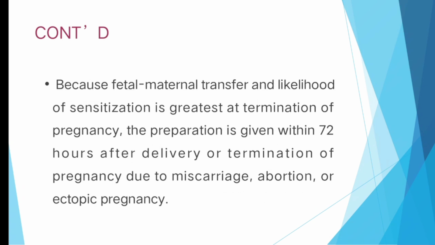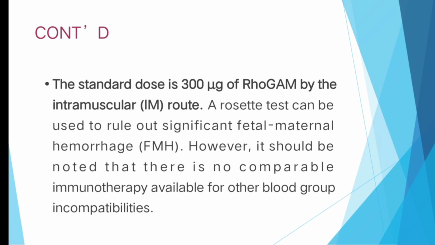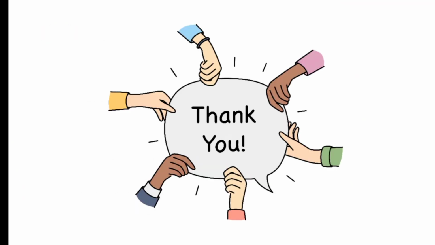Not only that, we have to administer it even if she is undergoing a miscarriage or medical termination of pregnancy, because after a medical termination of pregnancy also, if she conceives again, there is a risk of this antigen antibody reaction. So at that time also we have to administer the drug, that is Rogam. The standard dose is 300 microgram of Rogam by the IM route. This is done to prevent the antigen antibody reaction in the baby.